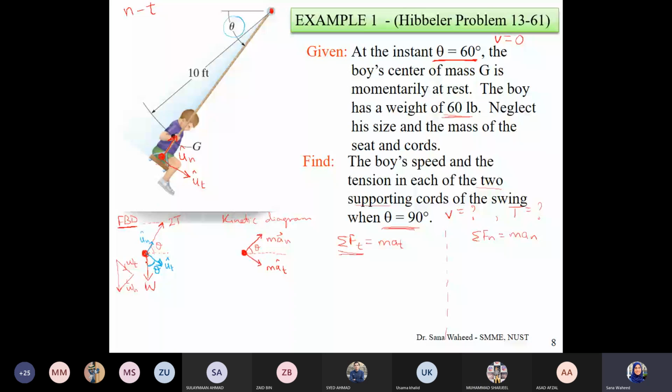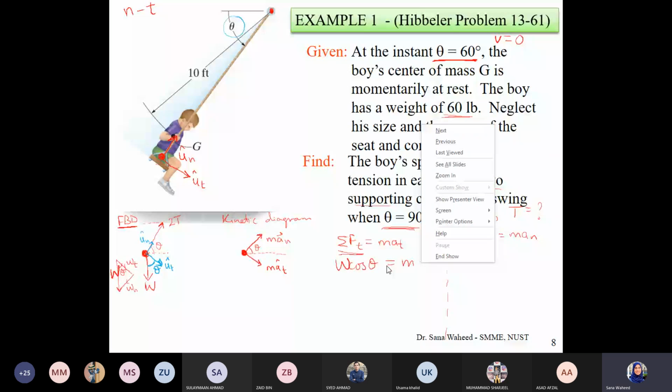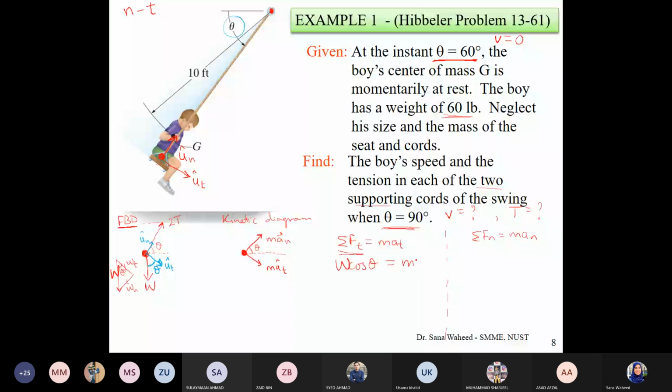Right, so I was resolving the weight and I was noticing it's only the weight which has a force in the tangential direction. So which I can see is my weight ka cos theta projection in the positive tangential. So it's weight cos theta. And that's it. I have no other tangential force. So just W cos theta is equal to M A tangential, or A tangential I know is V dot, right?